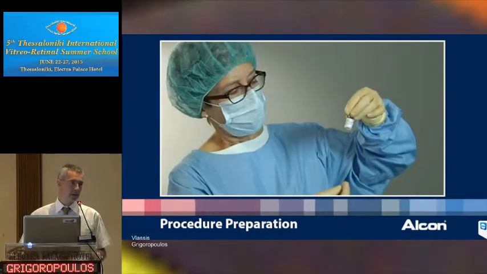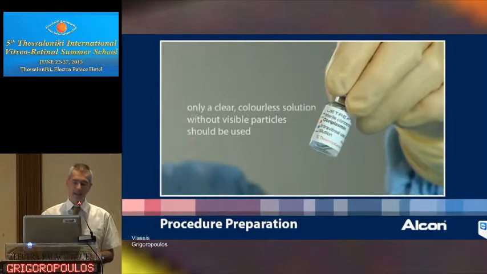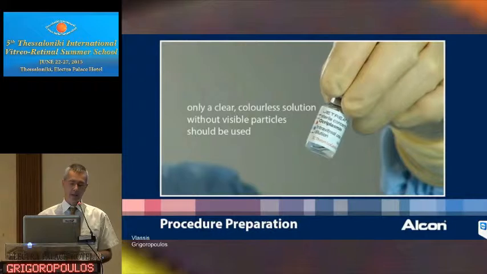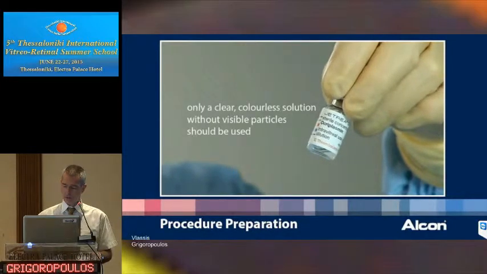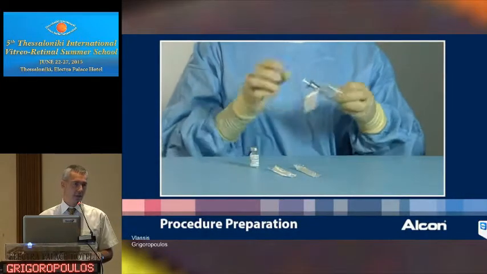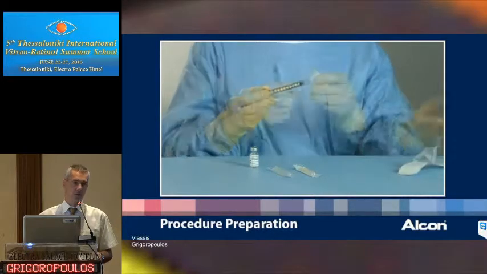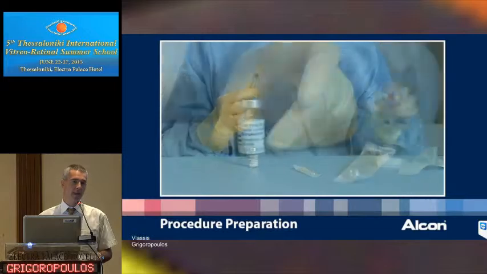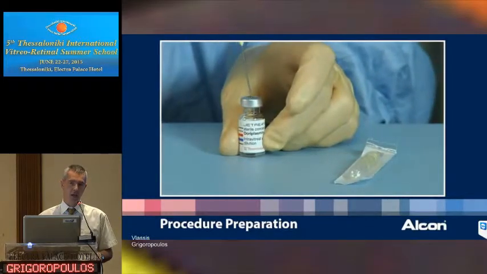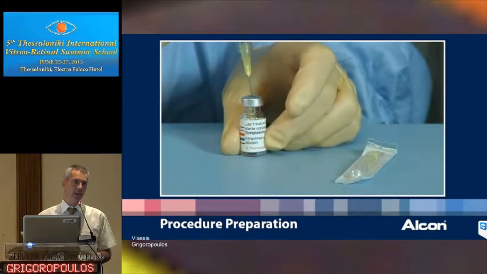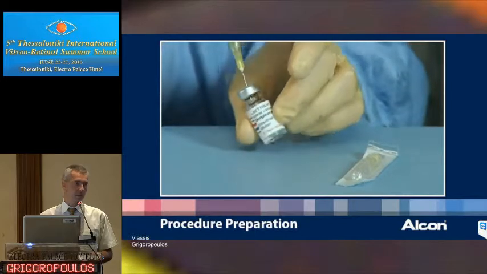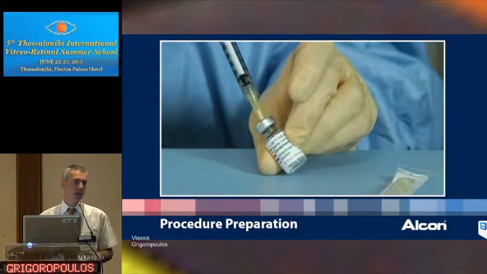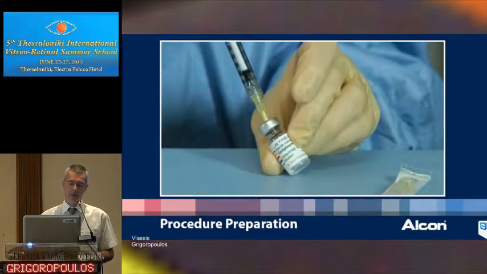And then once it is clear, so it has no particles and no color, nothing, you need to have a clear colorless solution. Then with another glass syringe, you withdraw the whole amount and you eject all but 0.1 ml of the drug. 0.1 ml contains 0.125 milligrams of Ocriplasmin, which is the substance that you need to inject into the eye in order for the drug to work.